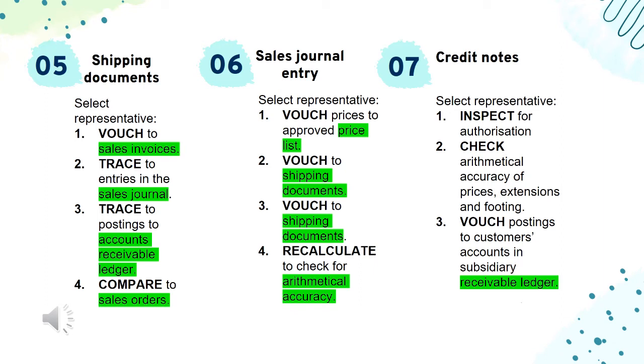For number 7, there are credit notes. We can inspect for authorization. Then also you can check arithmetical accuracy of prices, extension, and footing. Such as for footing, whether they really operate the business on the business plan, or whether they just use the credit notes just for more funding. Also, we can vouch posting to customer accounts in subsidiary receivable ledger.